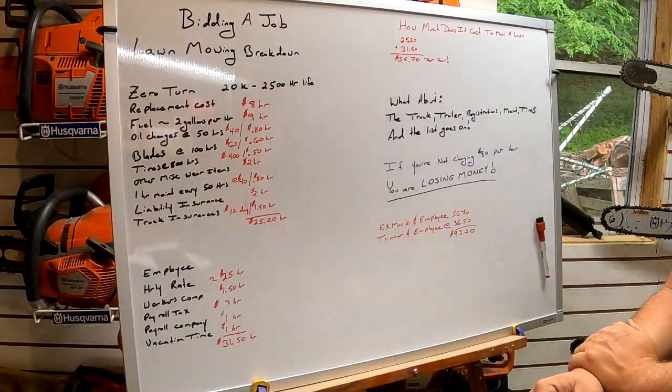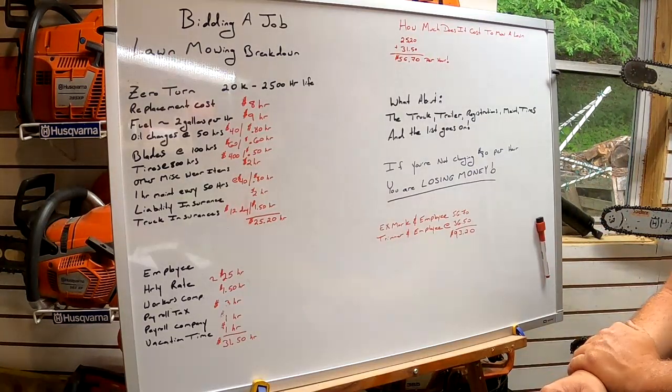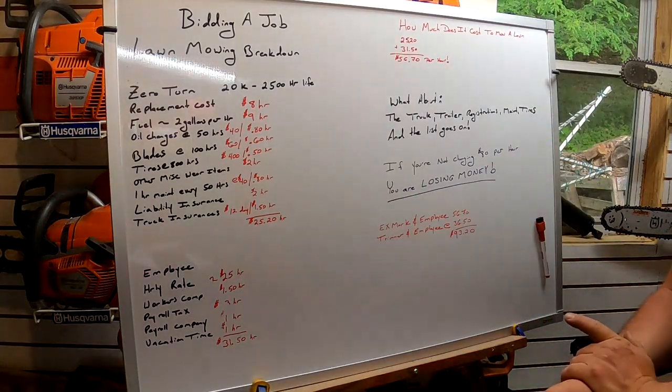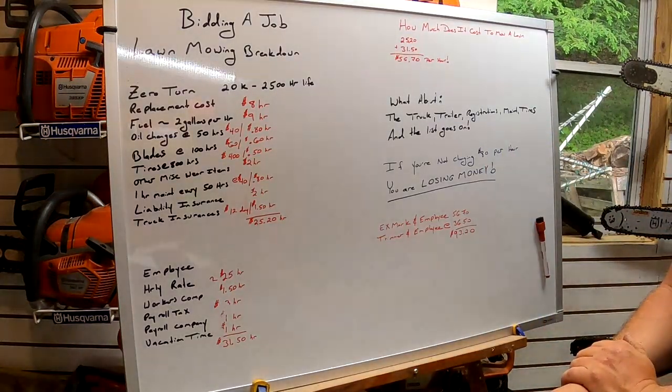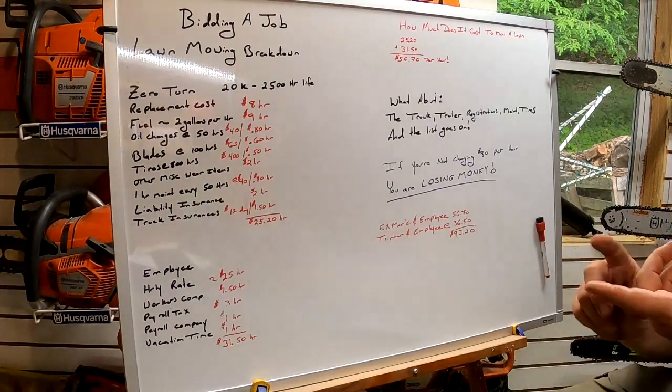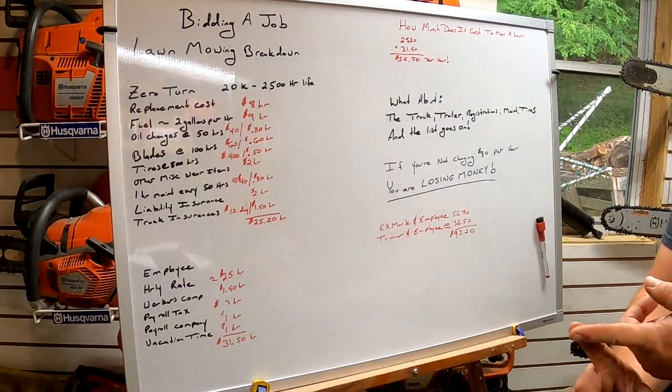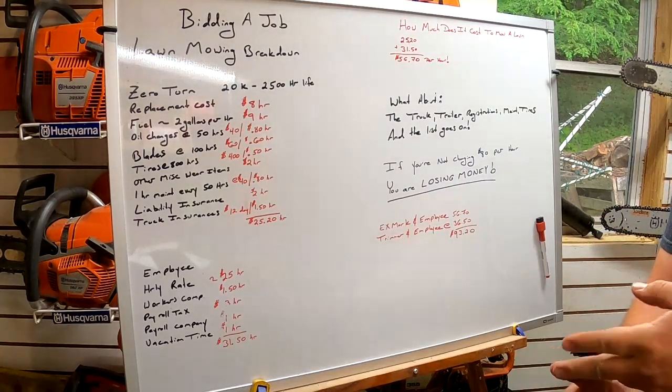Now, if you were going to bid that lawn at $100, you are looking at a profit every time your guys go and cut it of $6.80. That doesn't count the drive time on the way there. Maybe they had a 5-minute drive time on the way there and 5 minutes on the way back.